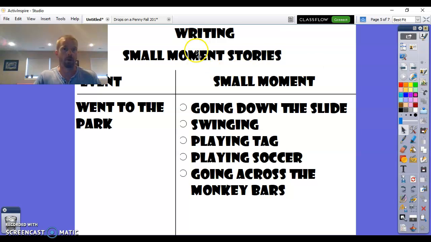In writing, we're going to be working on writing small moment stories. So the event that a student might be writing about would be they went to the park. So the small moment stories could include things like going down the slide, or swinging, possibly playing tag, soccer, maybe going across the monkey bars. So you're taking that big event and you're breaking it down into smaller moments so they can be more detailed about it.